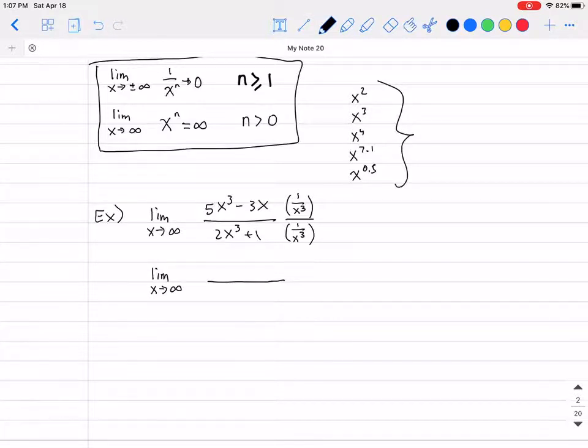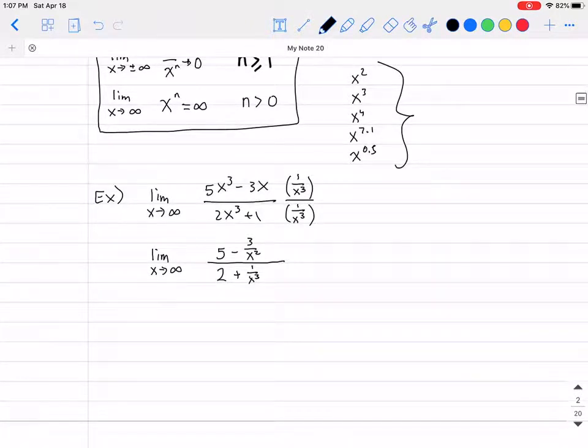The first piece in the numerator, 5 times x to the 1/3 divided by x to the 1/3, is just strictly equal to 5, minus 3 times x divided by x to the third, which is going to be 3 divided by x squared. In the denominator, similarly, if you multiply by 1 over x cubed, the first part is going to be 2 times x cubed divided by x cubed, which is just strictly equal to 2, plus 1 over x cubed, because 1 divided by x cubed is basically what you get right there.